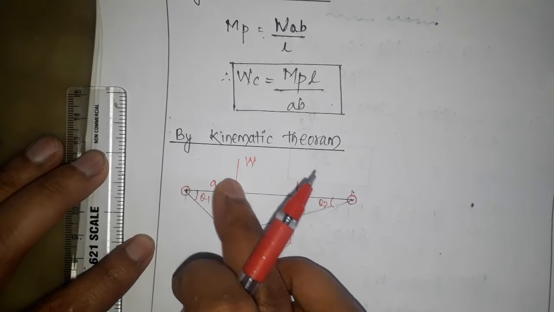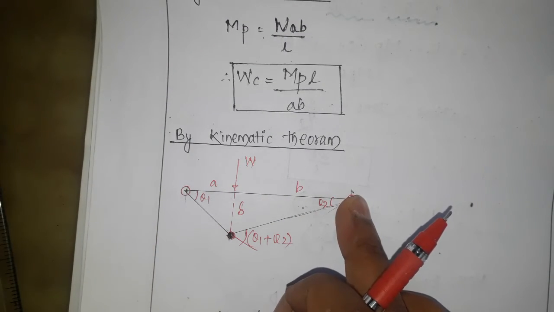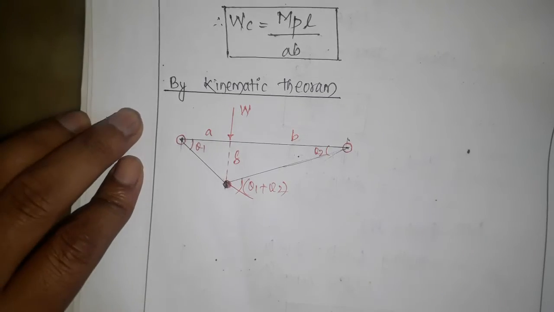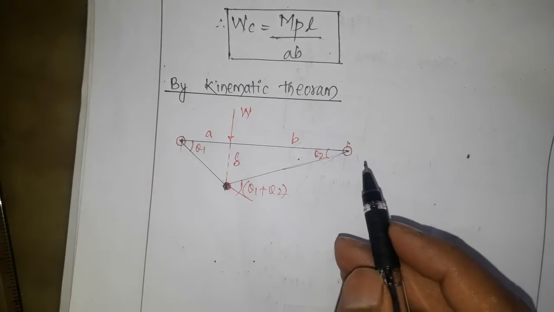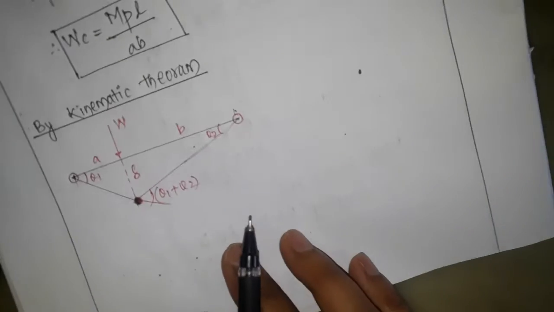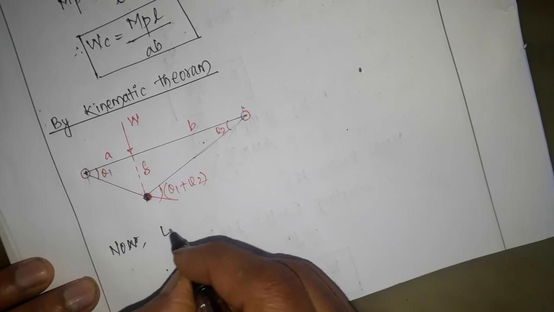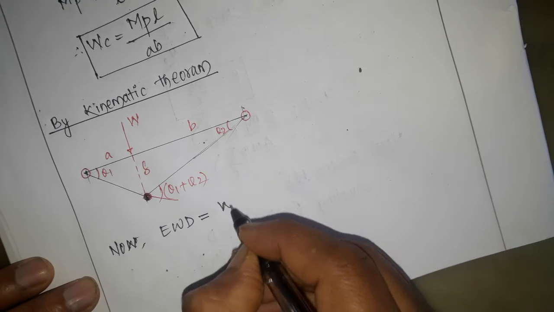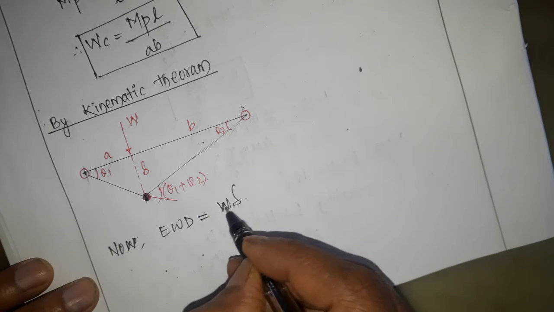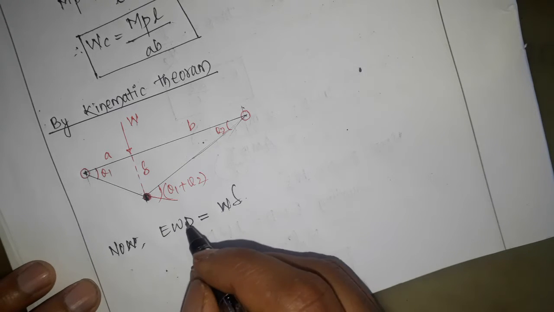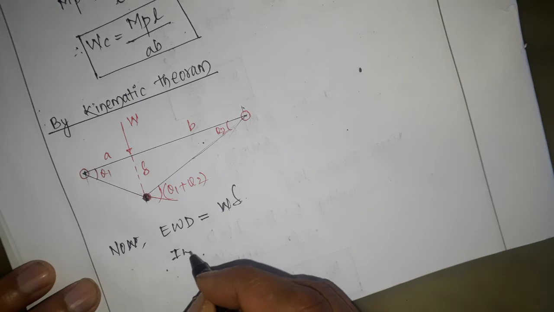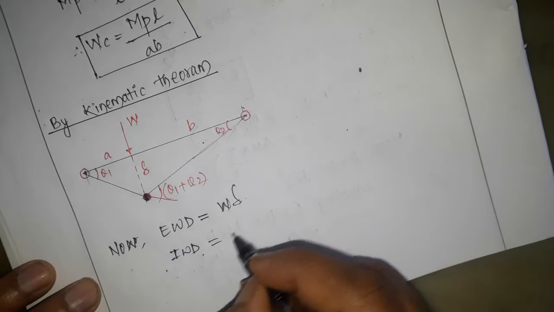So for this portion it is A and this portion it is B, okay. So we will start with this thing again. So now, external work done is equal to force into displacement, that is W into delta. And internal work done is, so that is again MP.